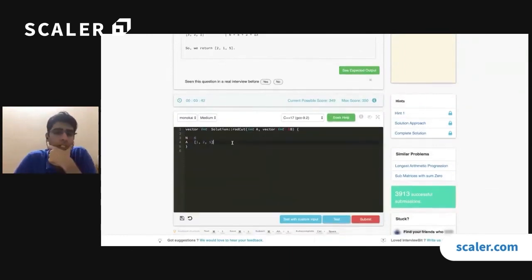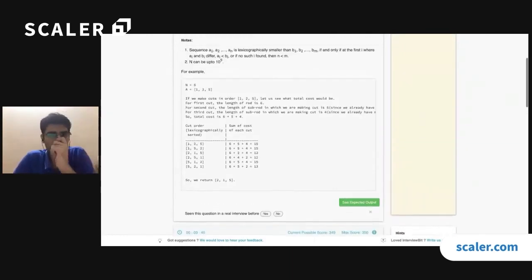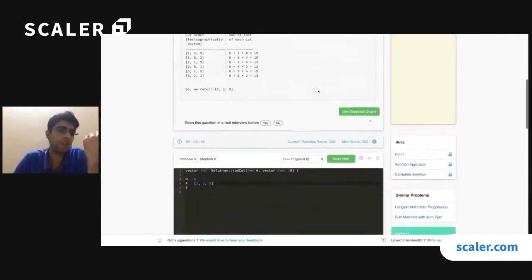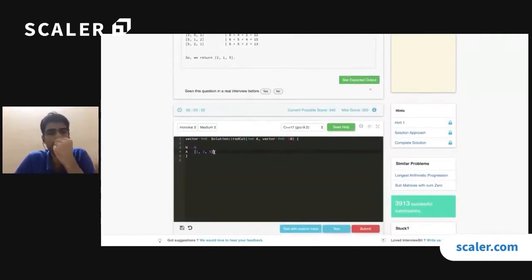Okay. When the values are not given, is m always less than n? Okay, by positive integer. So a1 will be greater than 0 and am will be less than n.